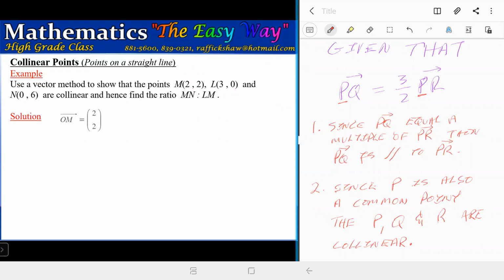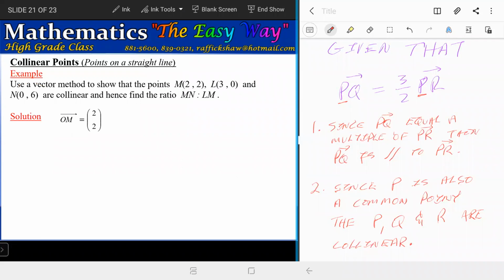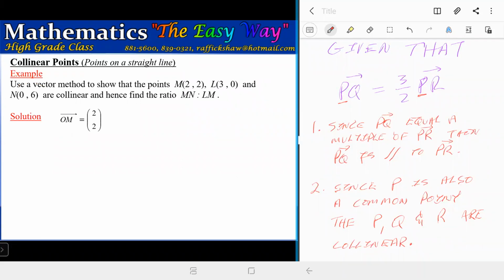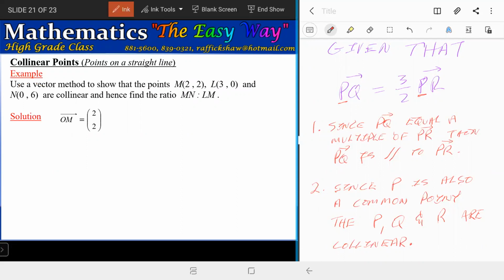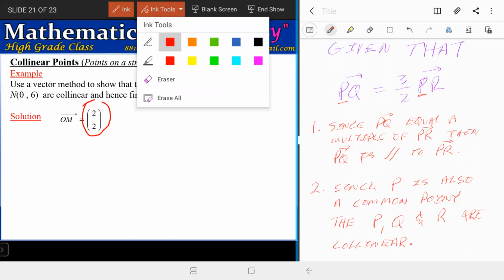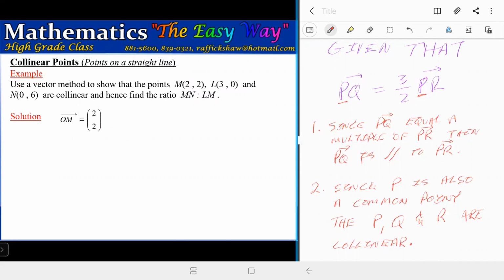So first, OM is (2, 2). But understand why OM is (2, 2)? Because if the point M is (2, 2), then OM, the position vector of M, has the same values, (2, 2). All right, and then OL is (3, 0), and ON is (0, 6).